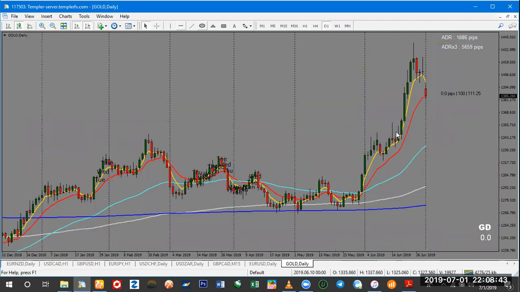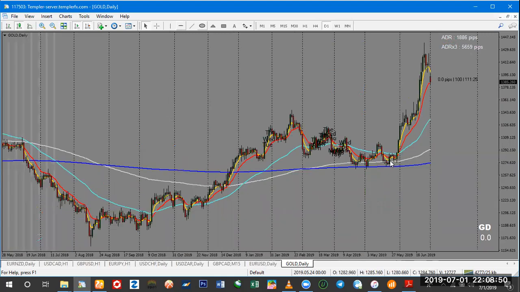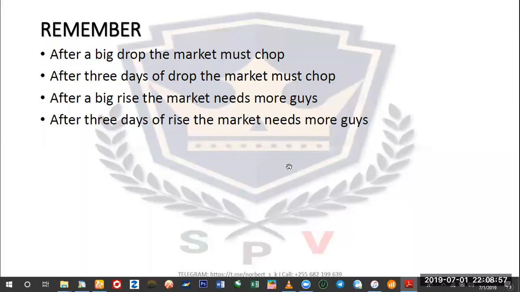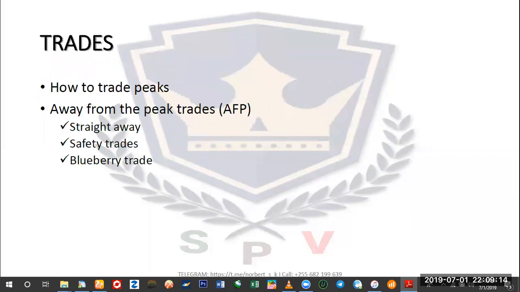The same here. There was a big rise here, so I expect the market to correct or to chop around. That is why we have the level of consolidation at each level. Because there is a rise there, there's a consolidation. The market needs more guys to enter, it needs more liquidity for the market maker to swing the market away. Now let's talk of the trades.